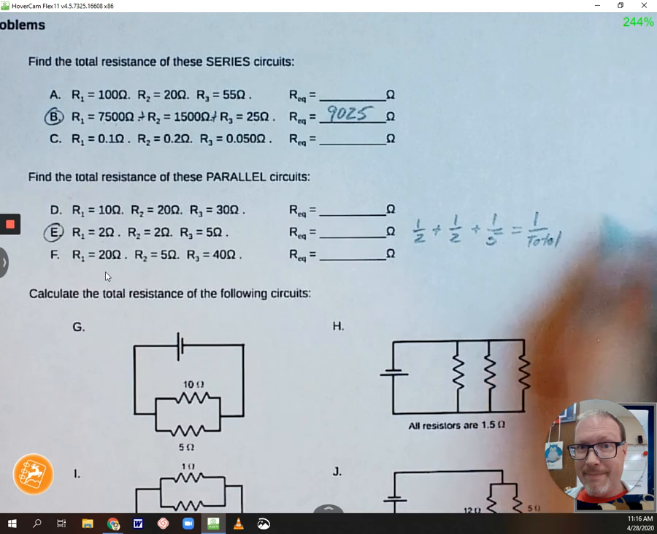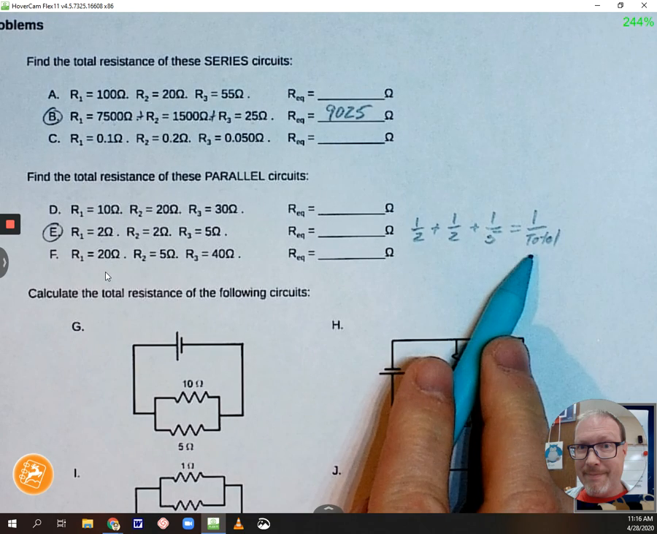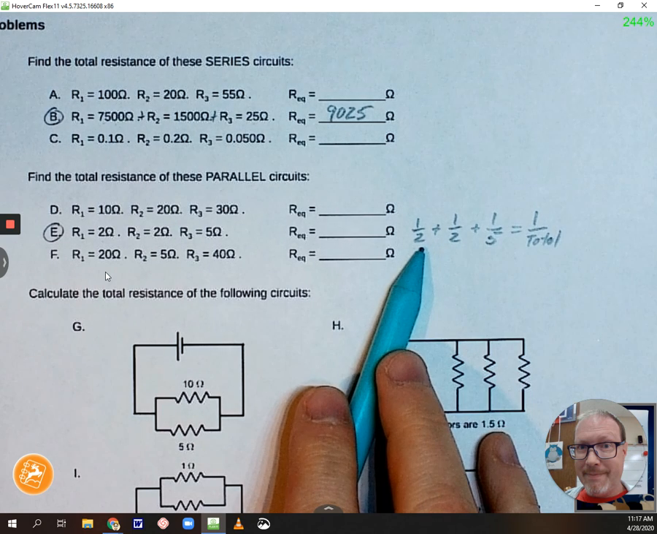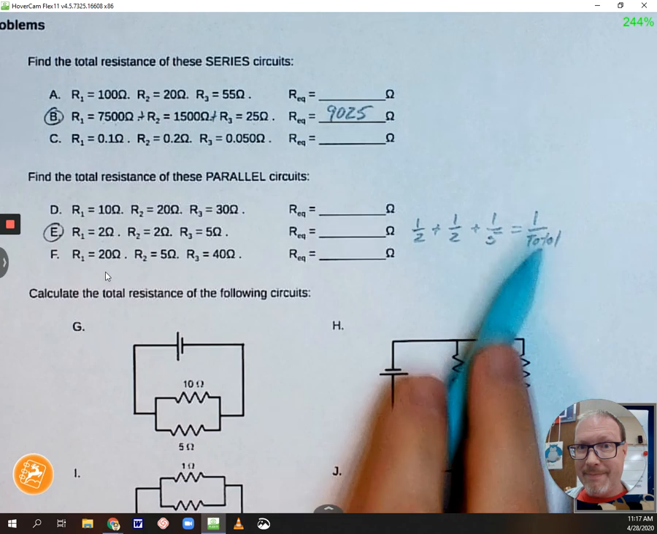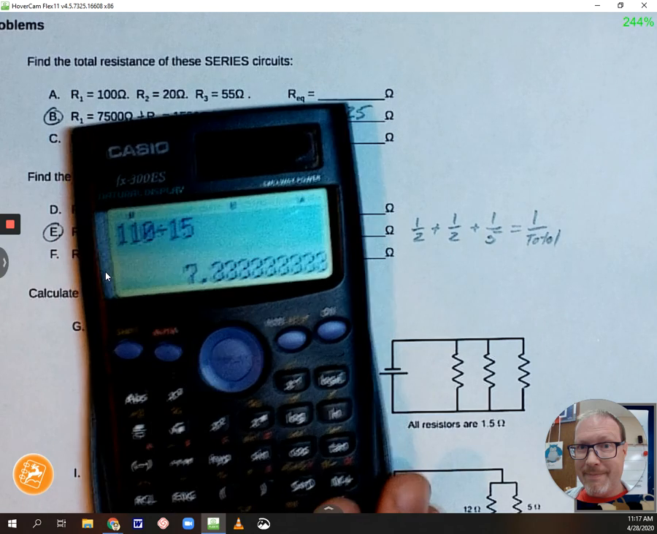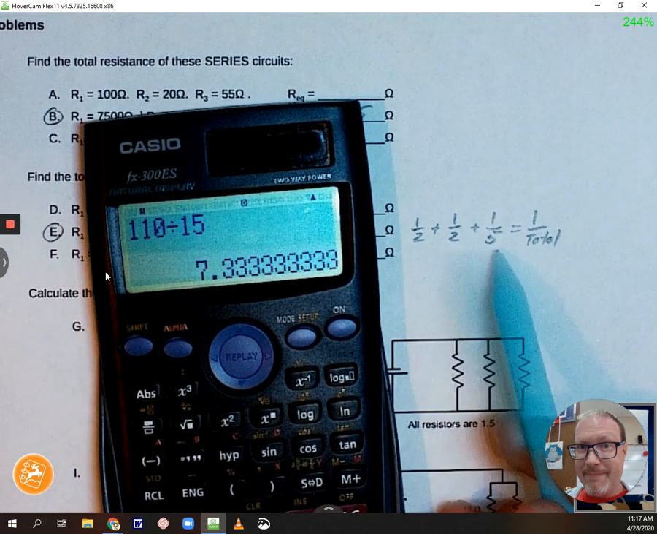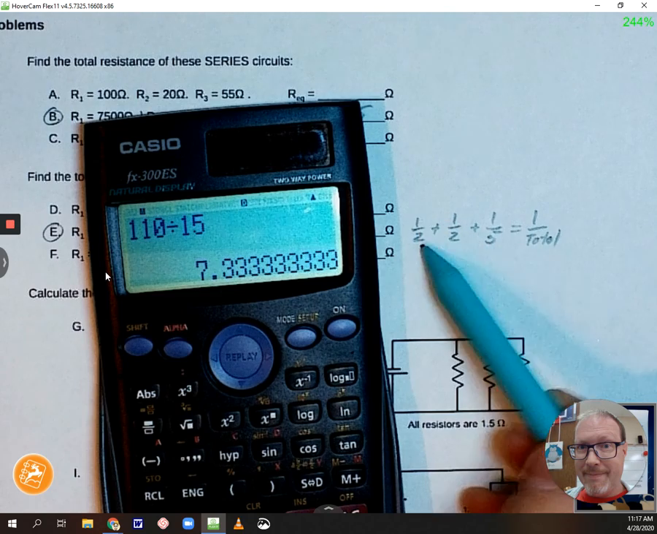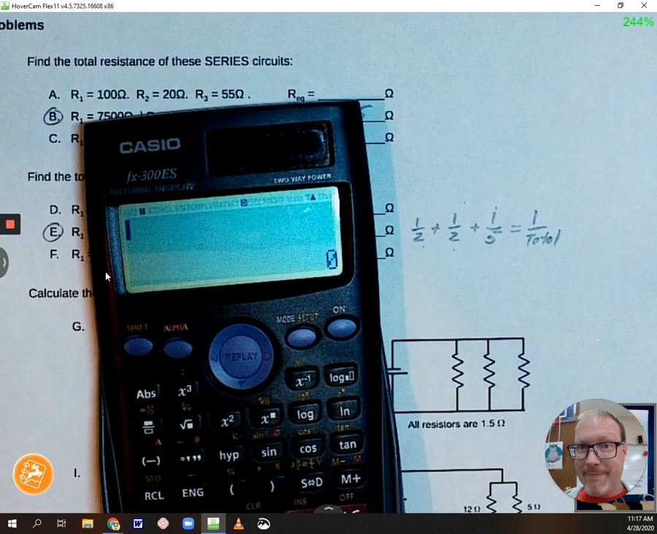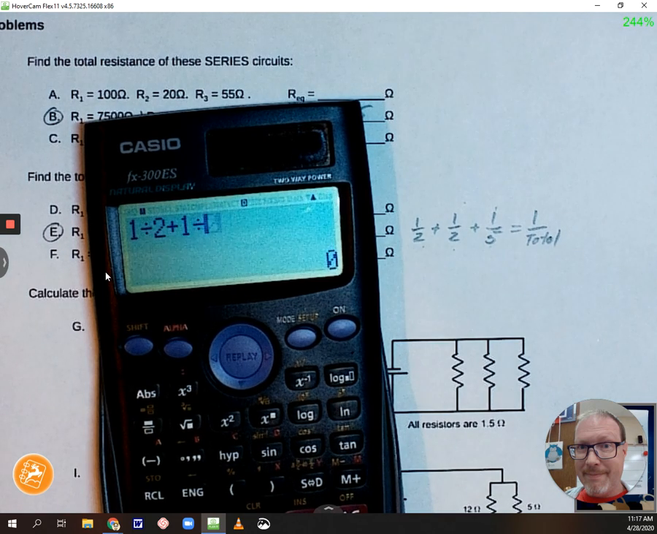1/2 plus 1/2 plus 1/5 equals 1 over our total. Now be careful about this very last step. You might get into your calculator, and whether you decide to do this as decimals or as fractions, you might forget that that's going to give you the inverse of your answer. So when I put this in my calculator, instead of putting these in as fractions, I'm just going to go 1 divided by 2 plus 1 divided by 2 plus 1 divided by 5.